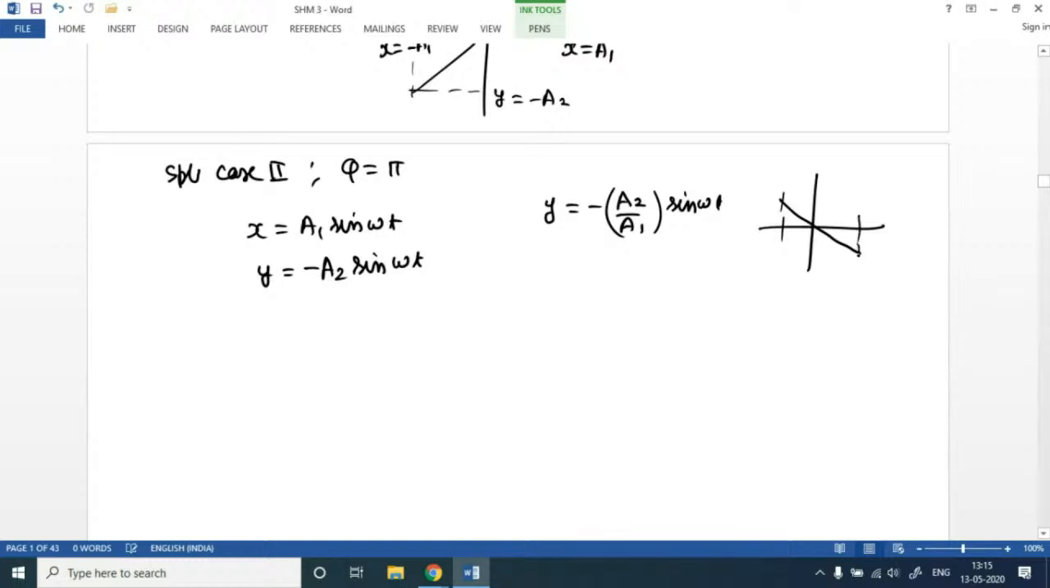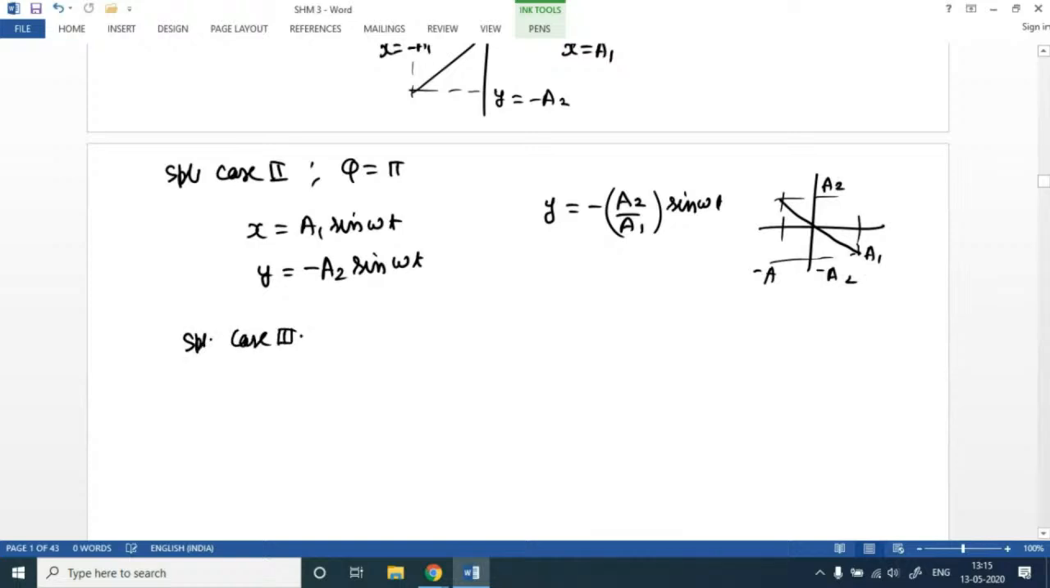And obviously it is constrained between a1 and minus a1 and a2 and minus a2 over here. So that is another special case. Another interesting special case is special case 3.